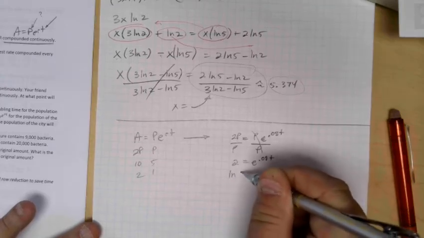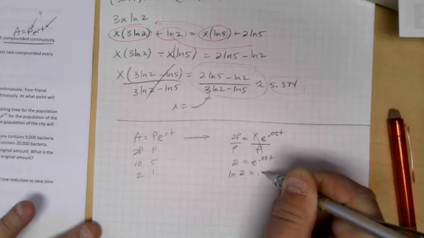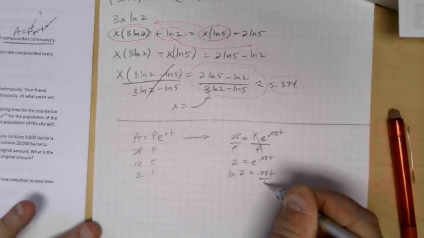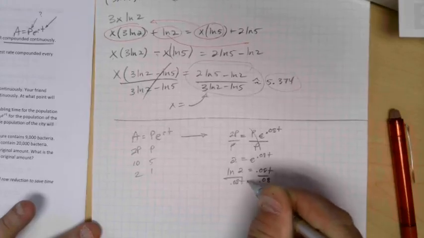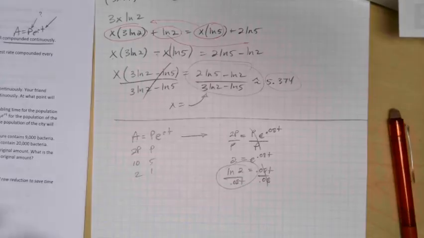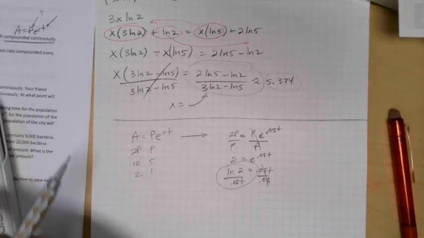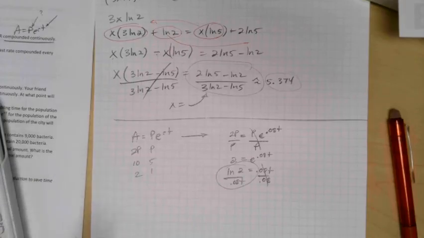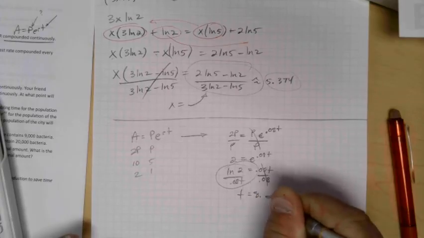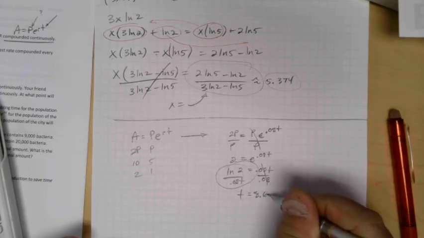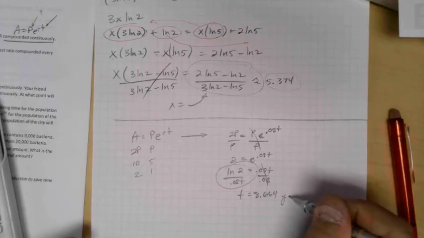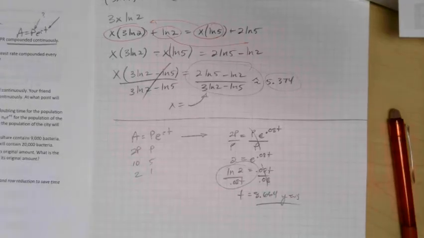Take the natural log. Natural log of 2 is equal to 0.08t, and divide by 0.08. And there's what I get. Okay? Natural log of 2 divided by 0.08. And I end up getting t is equal to 8.664. And this is years, since my time is in years. And there's what I'm getting.